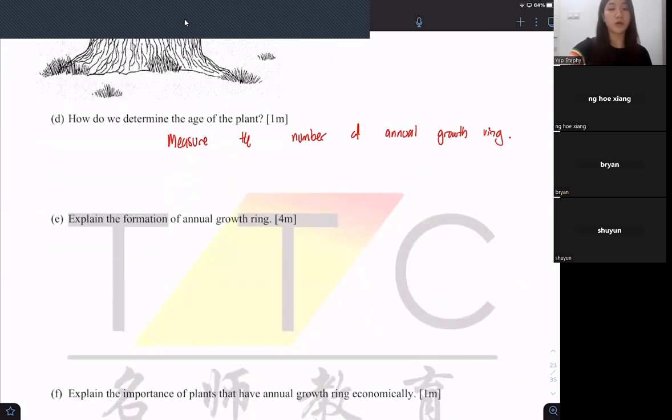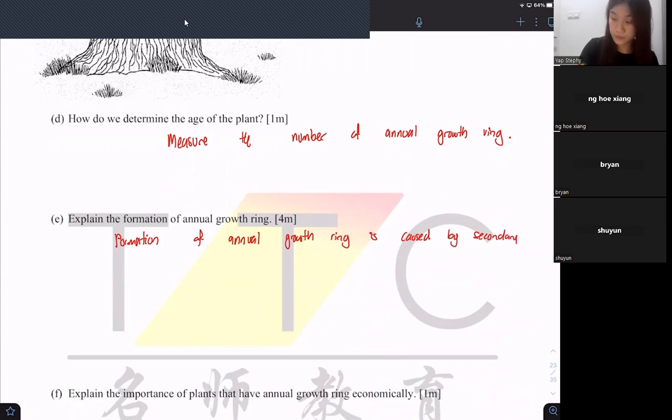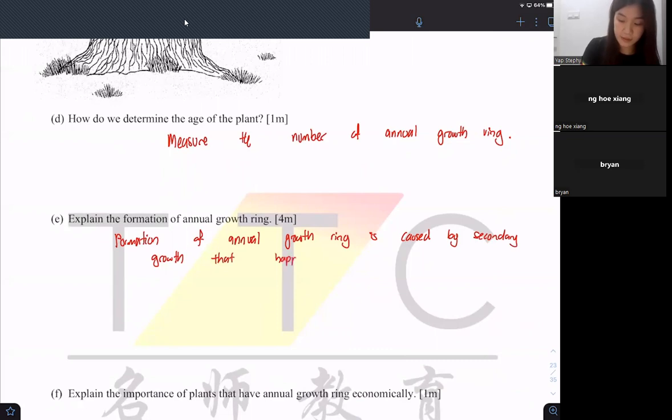Explain the formation of the annual growth ring. Yeah, this one have 4 points. Yeah, so the answer is quite long. So you need to help me explain about the lighter color and the darker color one. Okay, so the formation of annual growth ring is caused by secondary growth that happens at different rate according to season.